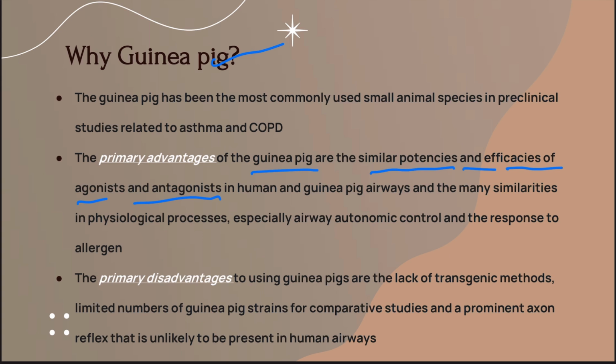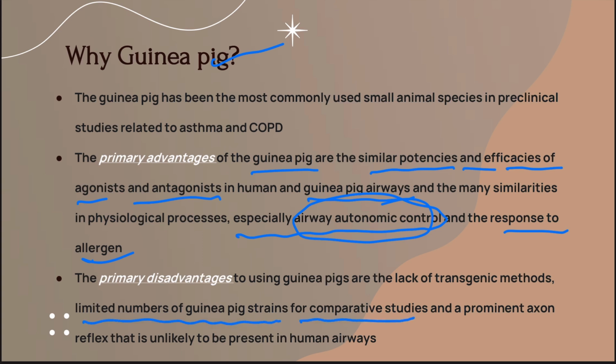And next, guinea pig airways are very similar to human airways, with the same airway autonomic control and the same type of response to allergen. But there are disadvantages also. Guinea pigs lack several transgenic models, that is, we cannot create many transgenic models of guinea pigs. And there are only a limited number of guinea pig strains, so for comparative studies we cannot use guinea pig. That is, we cannot compare between two different species and strains of guinea pigs. Also, in guinea pigs there is a prominent axon reflex that is not present in human airways.